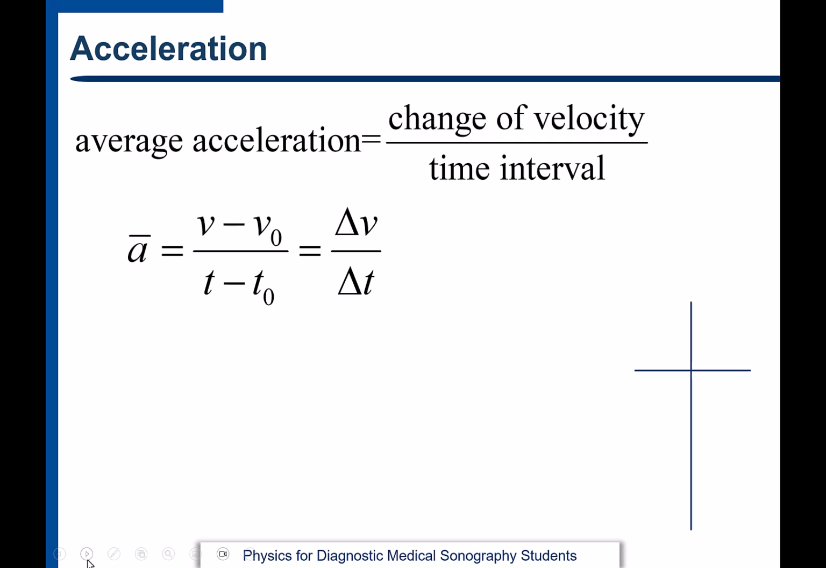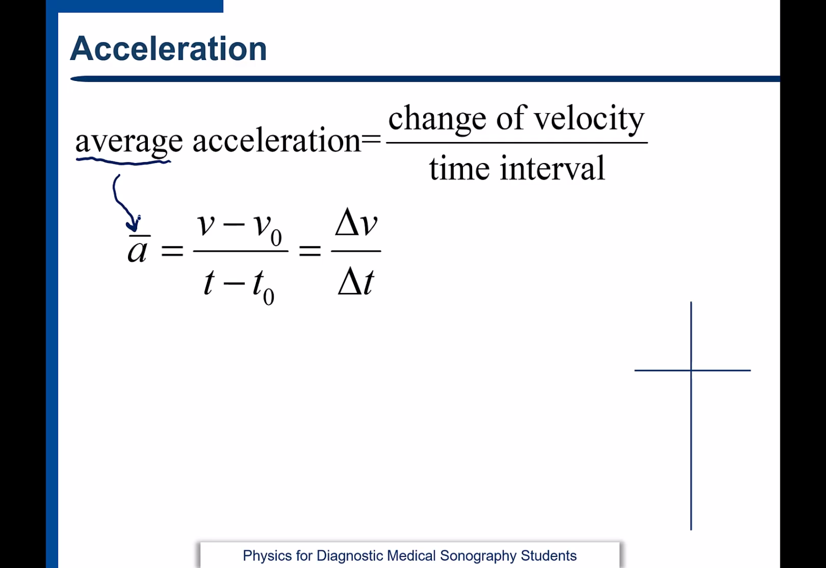We have one more quantity that we need to define, and that is acceleration. Average acceleration is defined as the change in velocity per time interval. Notice again that because we're talking about average acceleration, we have the bar over the a. And so that bar, again, always means average.